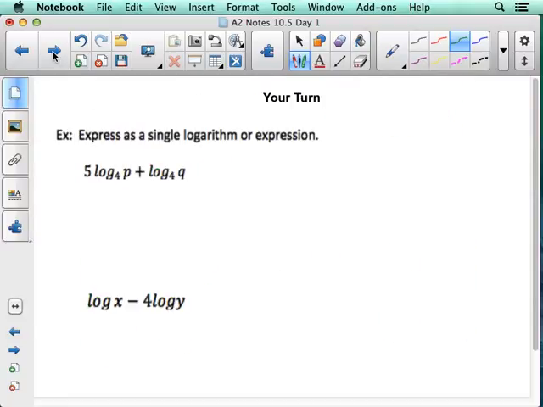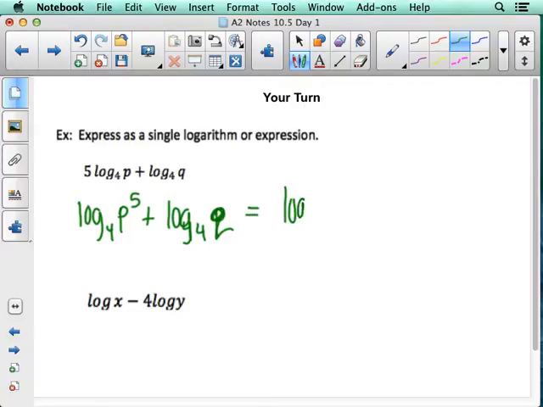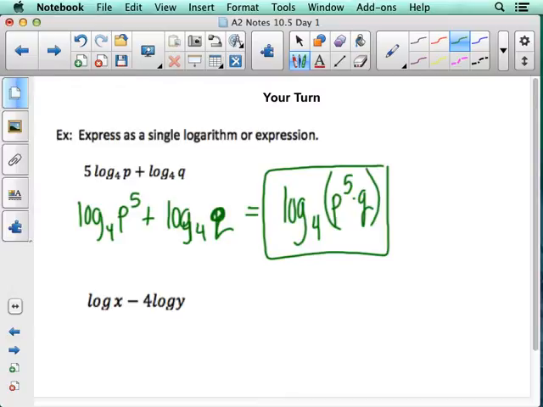Okay. Express as a single logarithm or expression. All right, so same thing. This becomes log base 4 of p to the 5th plus log base 4 of q. Now I'm using addition, so to combine them, it's multiplication, so p to the 5th times q. And all of this is inside that log. So here's your final answer.